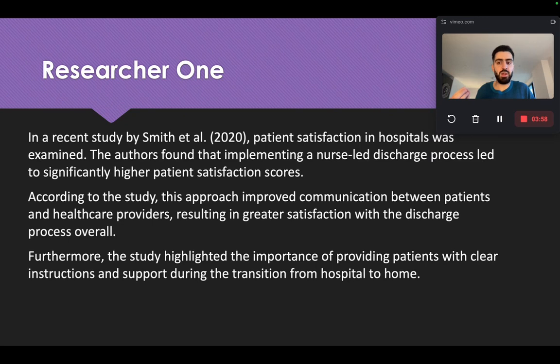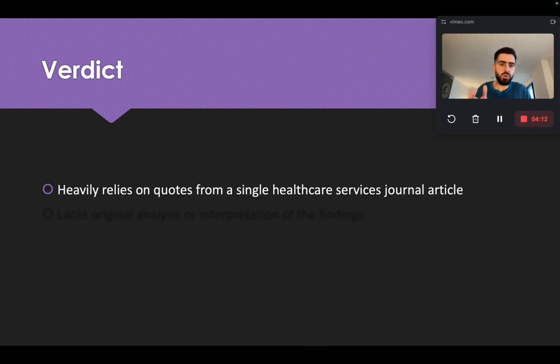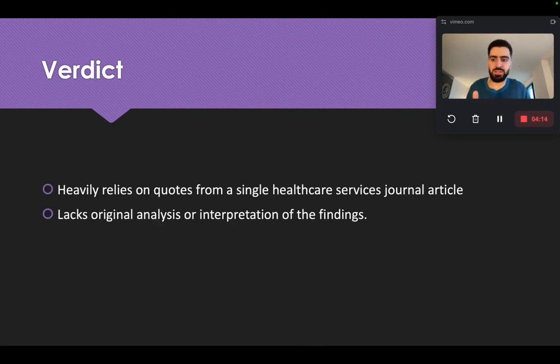So if you go back to it, they're just saying, this is a recent study, this is what the authors found. According to the study, this is what they found. Furthermore, this study highlighted. So where is your analysis as the author? It doesn't come into play. So it falls short in these aspects.